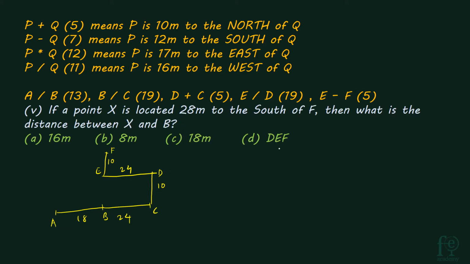Now for question 5, one more question is there. If a point X is located 28 meters to the south of F, then what is the distance between X and B? So this is F. Point X should be located 28 meters to the south of F. This distance is 10, so again 10 plus 10, 20. So one more 8 meters should come and X should be here. X is located 28 meters to the south of F. Then what is the distance between X and B? B is here, X is here. So it will be 8 meters. As you draw it yourself, you can easily find out the distance.